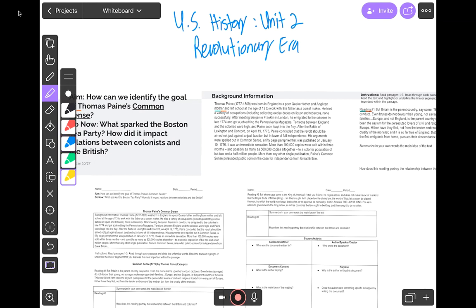We're going to be picking up with our study of Unit 2 in U.S. history. And a quick reminder, this is focusing on the Revolutionary Era. Okay, before we get started, a reminder that this assignment is the start of marking period 2. So let's focus on getting off to a strong start in this marking period by completing this first classwork assignment.